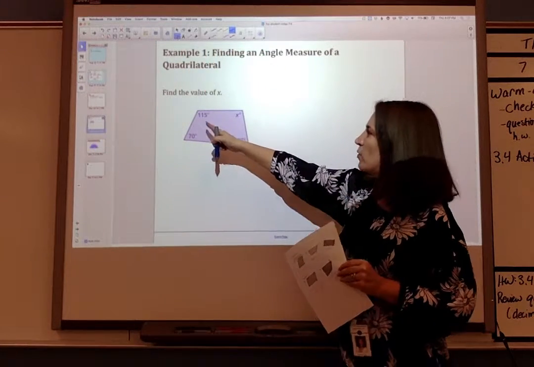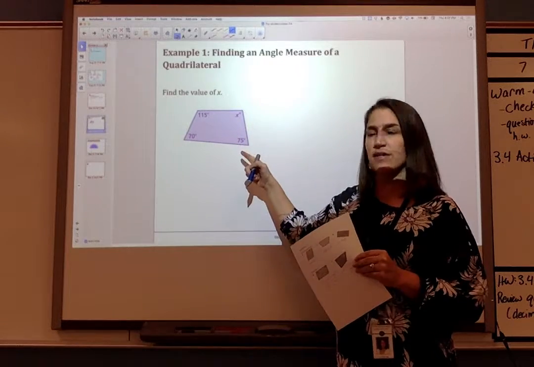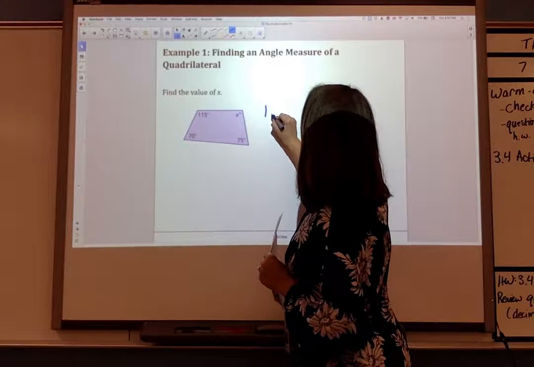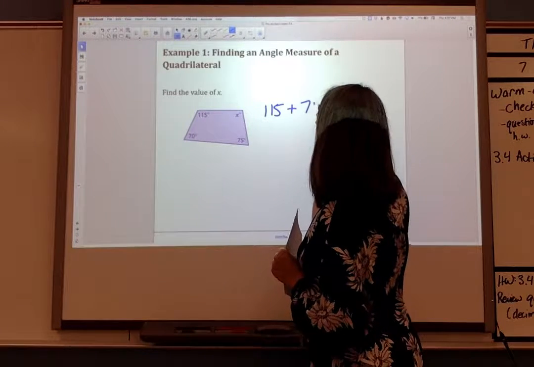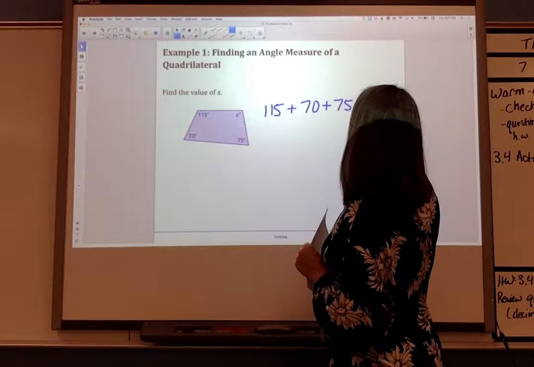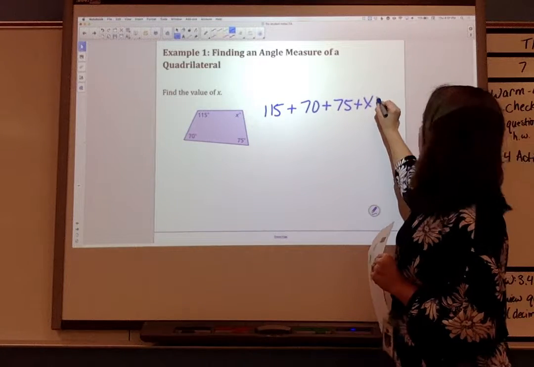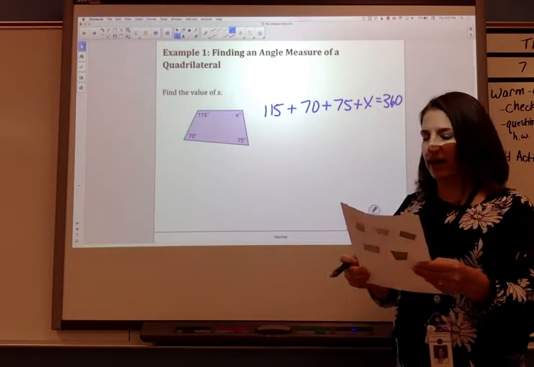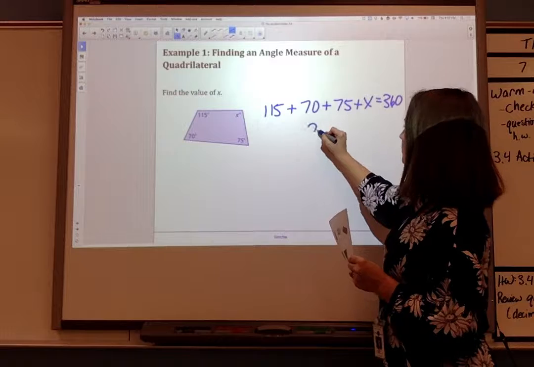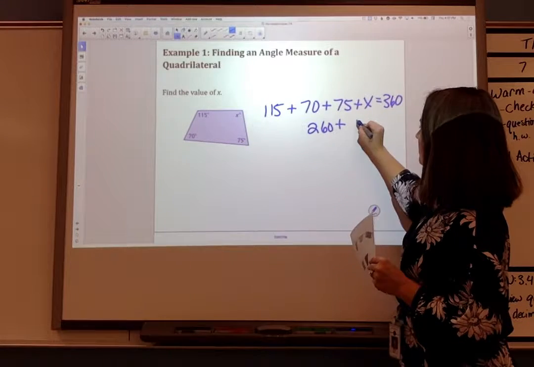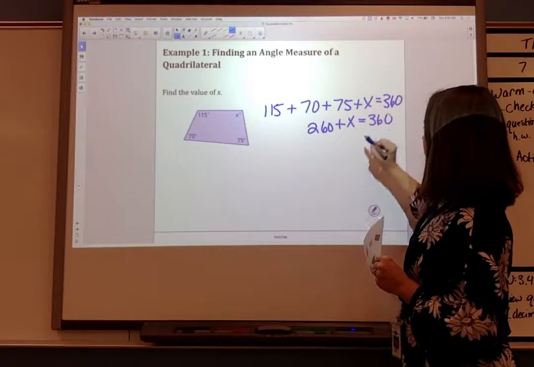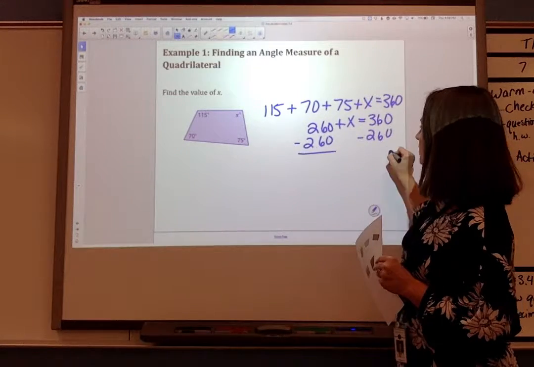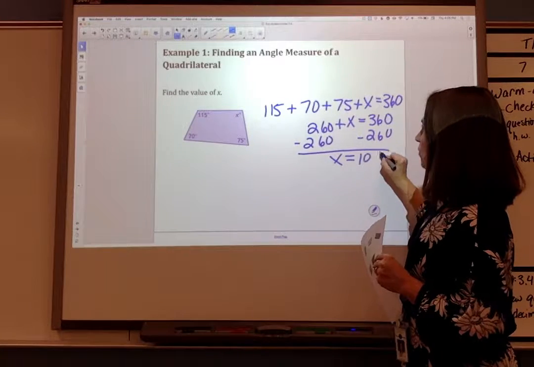So here we have a quadrilateral with three angles given and one unknown. So we're going to set up an equation. 115 plus 70 plus 75 plus x equals 360. We can simplify by combining the like terms. These I'll add to 260. So 260 plus x equals 360. We'll subtract 260 from each side, and we get x equals 100.